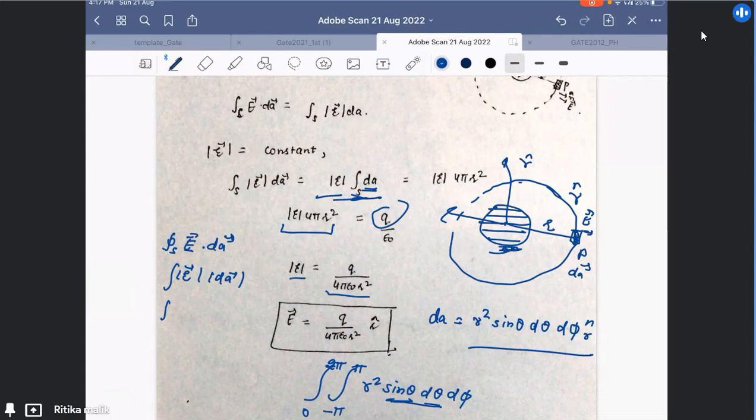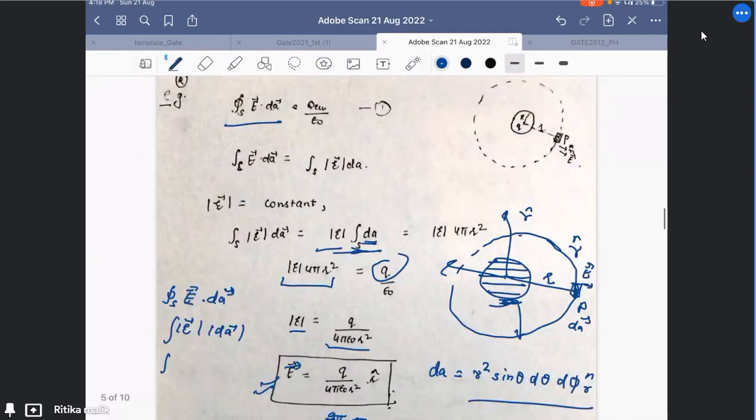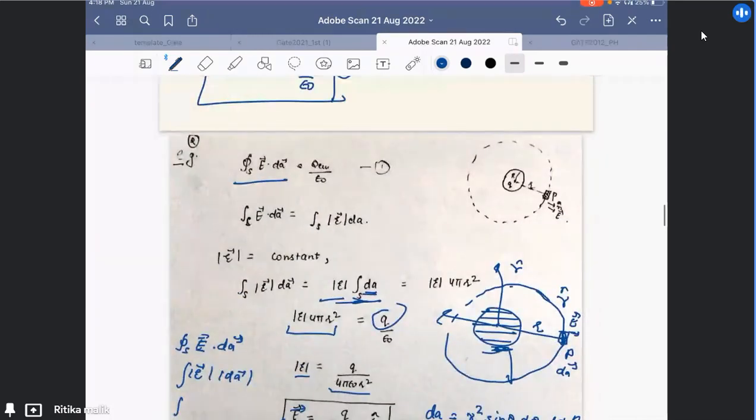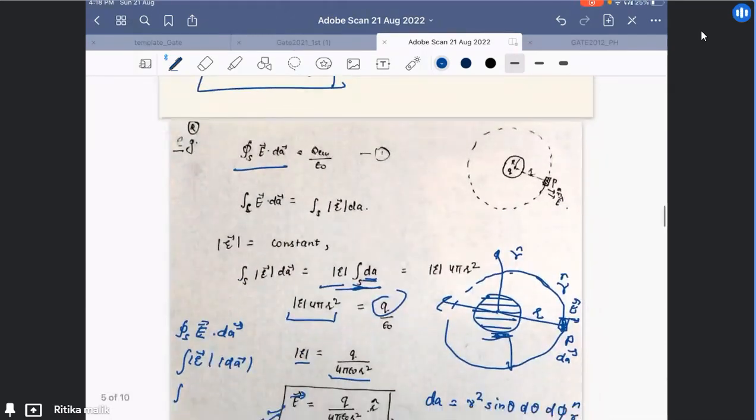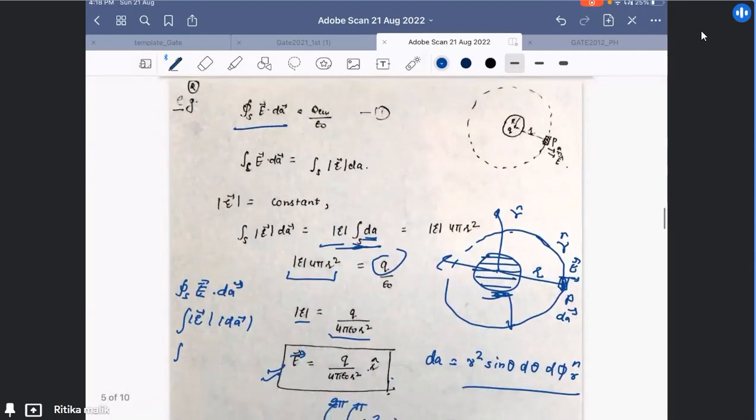So mod E will become Q upon epsilon naught 4 pi r square. But it's not the mod E quantity we want, we want the E vector. And we already know that the electric field is always going to be away from the charge Q if it is positive, and towards the charge Q if it is negative. So the electric field vector is in the r cap direction. So this will be the case for a very simple case when we have spherical symmetry.